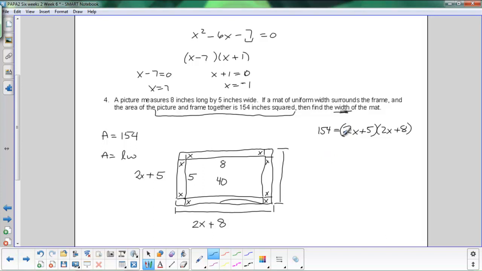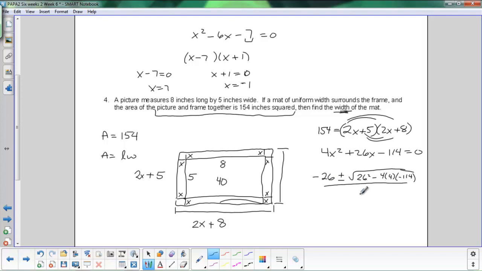I'm going to bring the 154 over as well as multiply this binomial out. I get 4x squared plus 26x minus 114 equals 0. Now I'm going to use the quadratic formula: opposite of 26, plus or minus the square root of 26 squared minus 4 times 4 times negative 114. I'm going to divide that by 2 times 4. Negative 26 plus or minus the square root of 2,500 divided by 8.